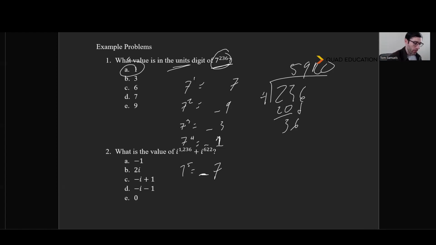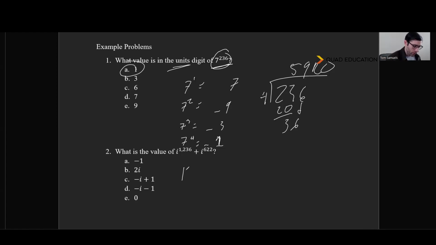Okay, looking at our second problem. All right, we have i to the power of 1,236. So I'm really trying to hammer home this issue of it not mattering. And plus i to the power of 622. So we can just go ahead and divide both of those by 4. It's nice that they're even.